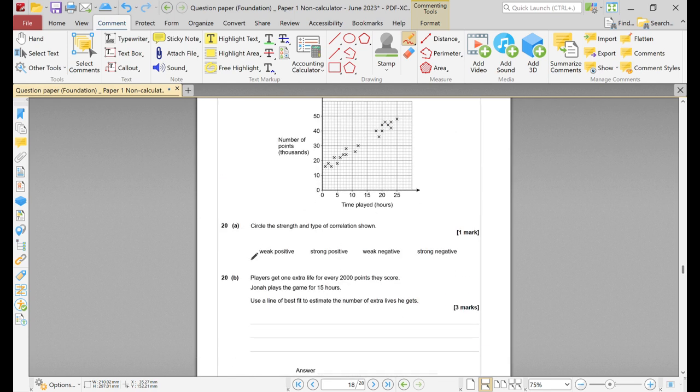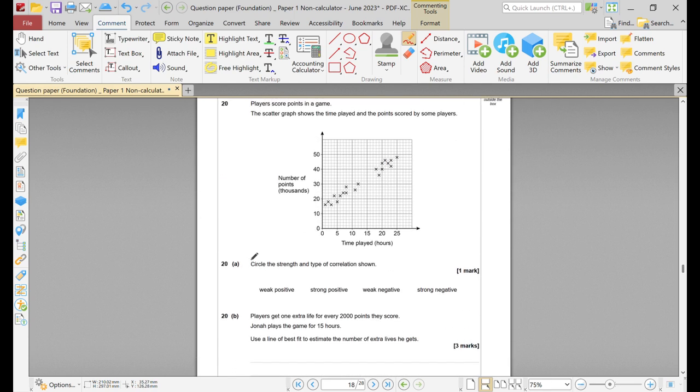Question 20. The scatter graph. Show the correlation. Well, it's going up, it's positive. I'm going to say it's a strong positive because they all seem to kind of fit pretty well there. Jonah plays for 15 hours. Use a line of best fit to estimate.